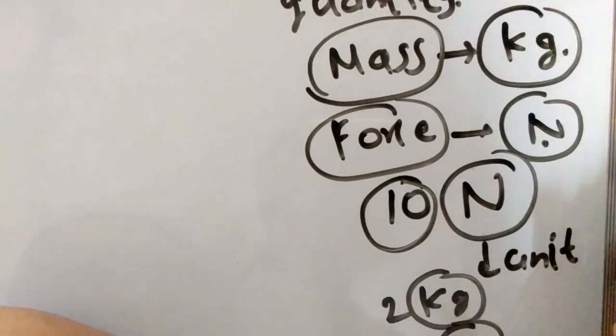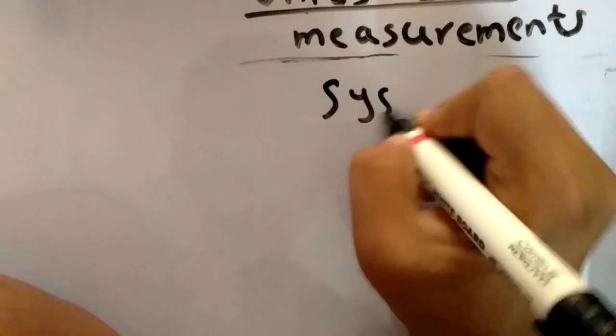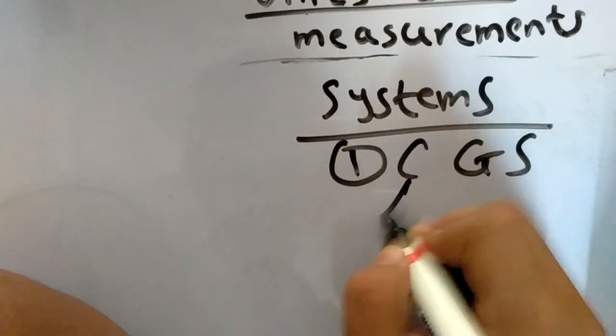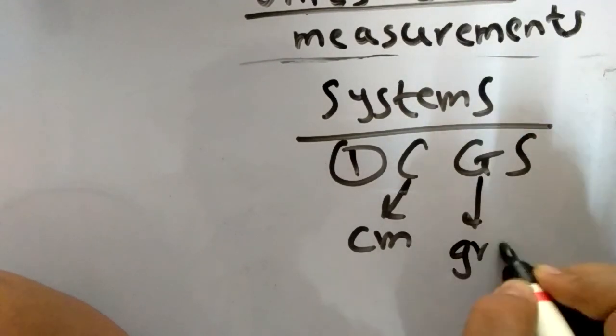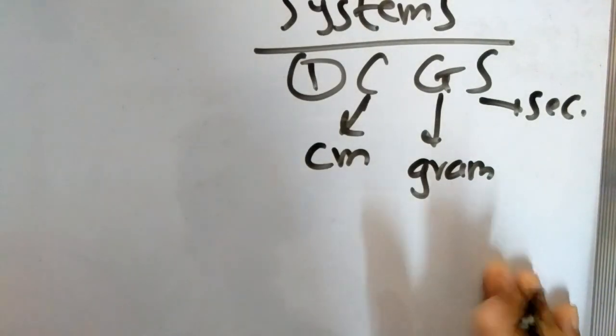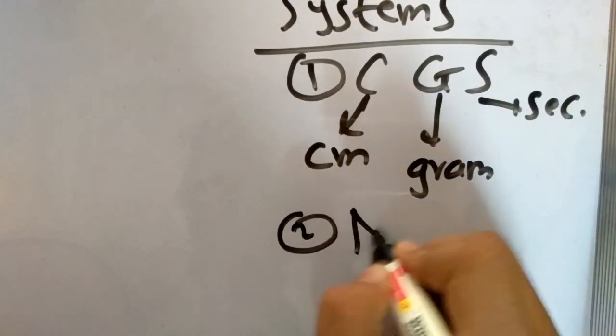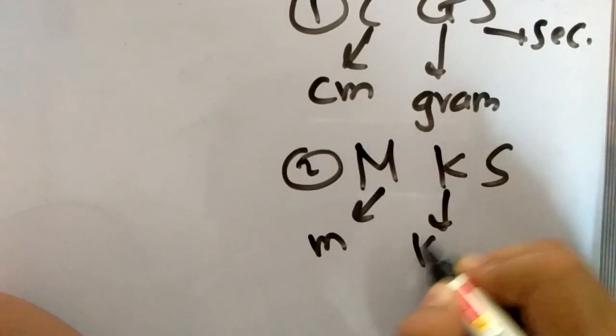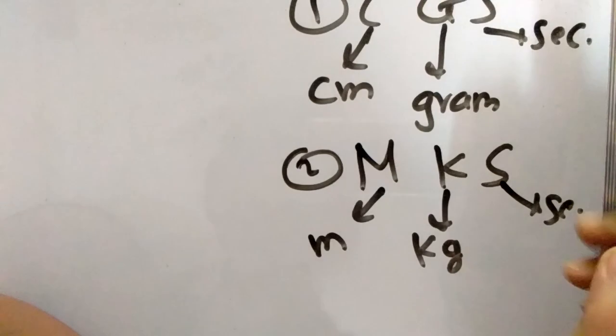There is a system of unit. Now I will write the system of units. There are 4 systems of unit. First is CGS. C stands for centimeter, this is gram and second. Okay, centimeter, gram, second. Then second is MKS. M stands for meter, K is kg and S is second.